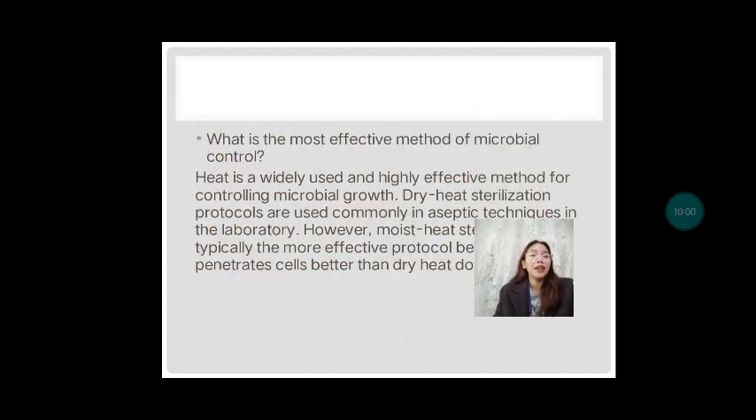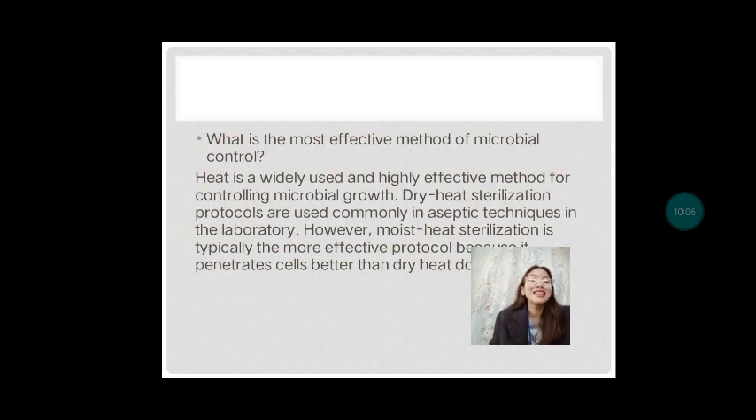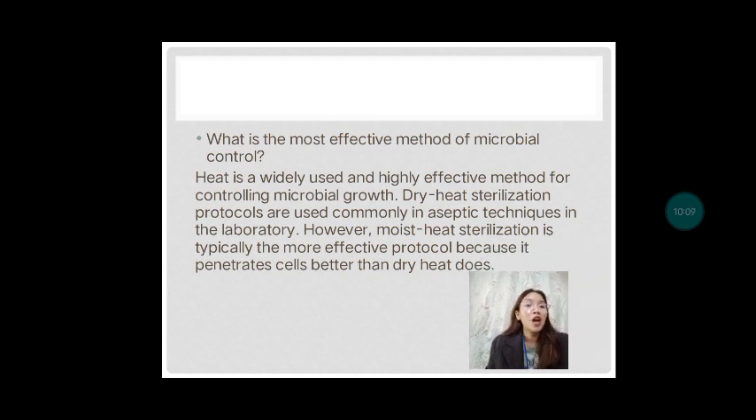So, what is the most effective method of microbial control? Heating is a widely used and highly effective method for controlling microbial growth. Dry heat sterilization protocols are used commonly in aseptic techniques in the laboratory. However, moist heat sterilization is typically a more effective protocol because it penetrates cells better than dry heat.